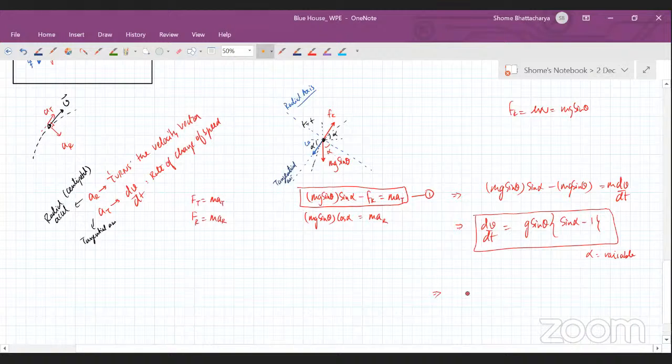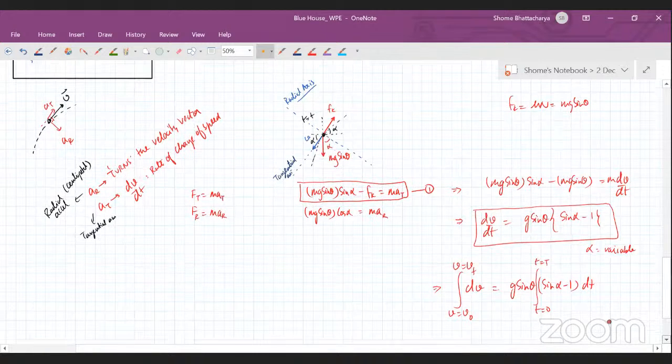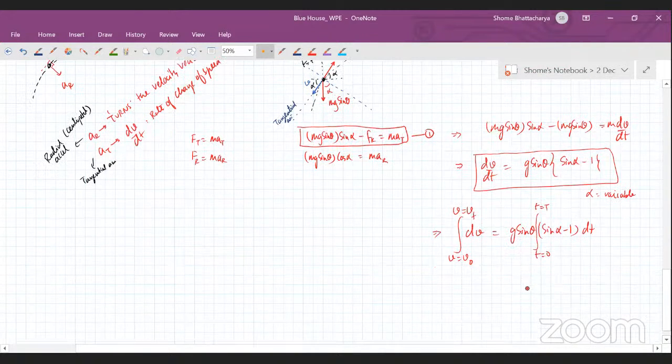So we do this operation and integrate this from t equal to 0 to the final time, the speed will change from the initial velocity to the final speed. Okay. So we will get this equation where we have v final minus v naught is equal to g sine theta into the integration 0 to T of (sine alpha minus 1) dt. Okay. But we cannot proceed further because we don't know sine alpha as a function of time.